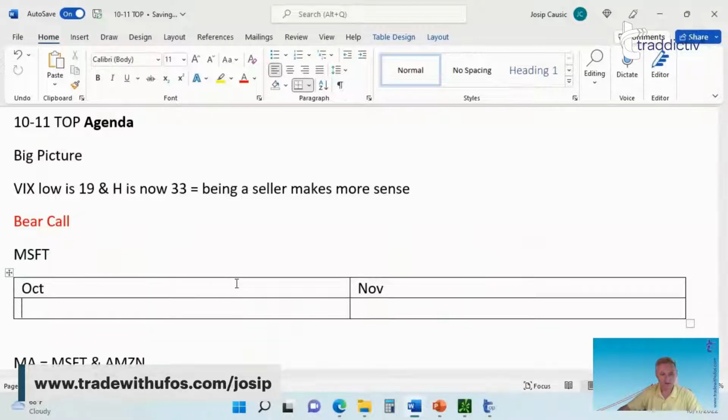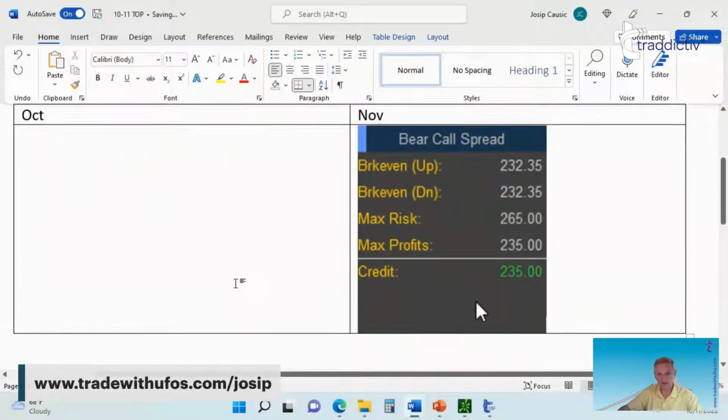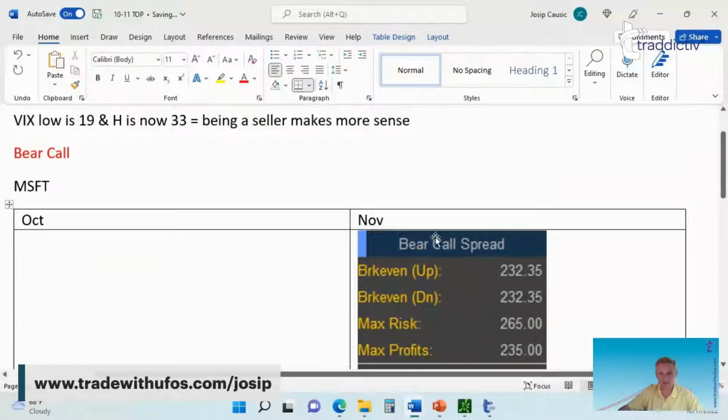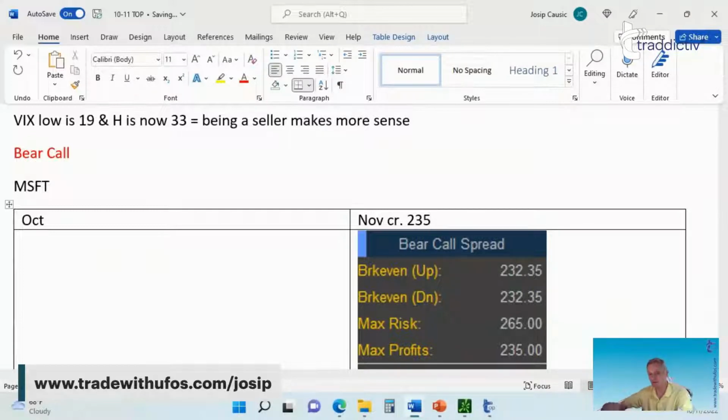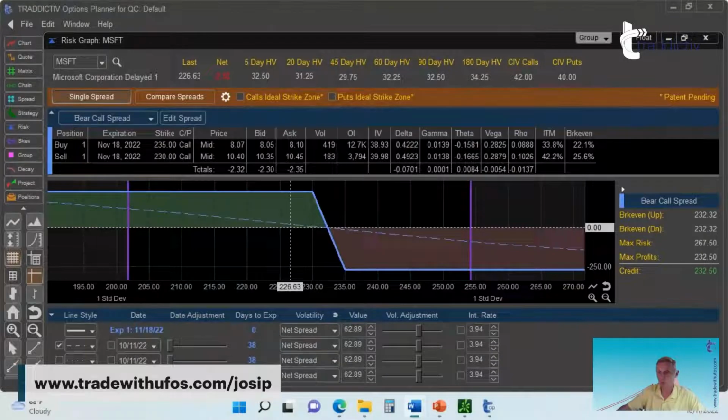So if I have a November trade here and I dump it in, it shows that I can get the credit of the 235. But the problem is that it's expiring in November, and we have the election. We're going to have a lot of volatility. What if, between October and November, they make things look good, and I might have a winning October trade but a losing bear call for November? So I don't want to go to November, it's a little bit too far.